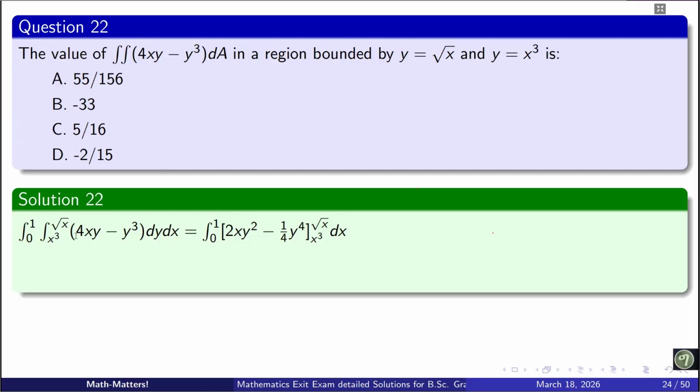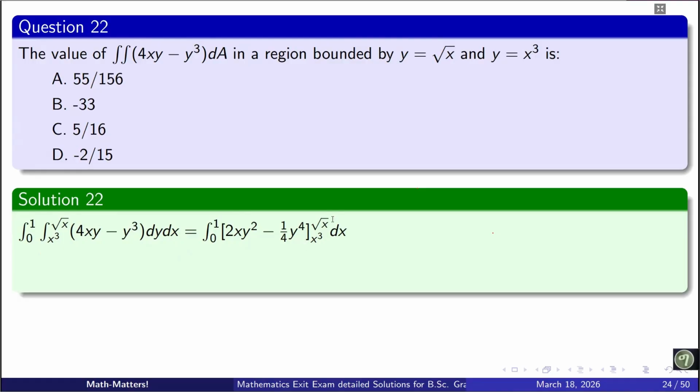So first we have to integrate this one with respect to y. When we integrate the given integral with respect to y, we have to keep the second variable, that is x, as a constant. So the integral of this function with respect to y could be: y squared over 2, which is 2xy squared, minus the integral of y cubed, y to the power of 4 over 4, 1/4 times y to the fourth, whenever y is running from x cubed to the square root of x.